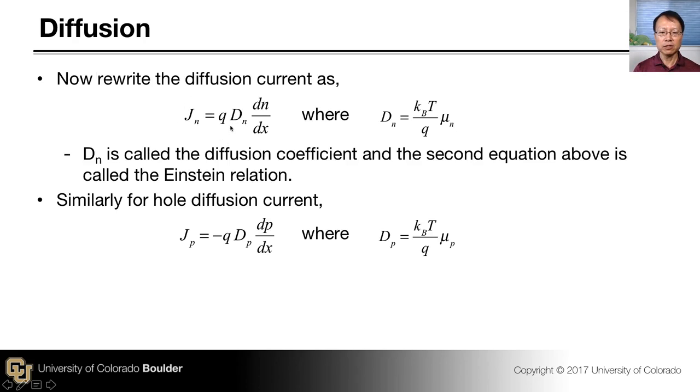Diffusion current of electron is proportional to the electronic charge and proportional to the carrier concentration gradient, and the remaining constants are lumped into this quantity here called D sub n, and we call that the diffusion coefficient. And if you compare the equation of the D sub n diffusion coefficient, you will find that it is related to mobility through this kT divided by q coefficient. And this relationship is called the Einstein relationship.